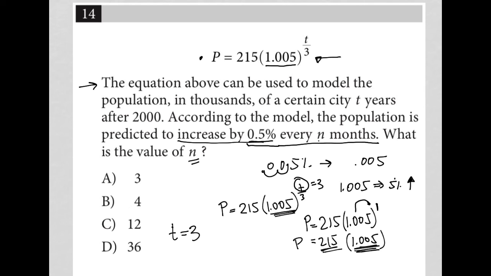Well, n represents the number of months. I know that there are 12 months in every year. So if t is 3 years, that means n must be 3 times 12, which is 36. So every 36 months, I'll have a 0.5% increase in the population. So choice D must be the correct answer here.